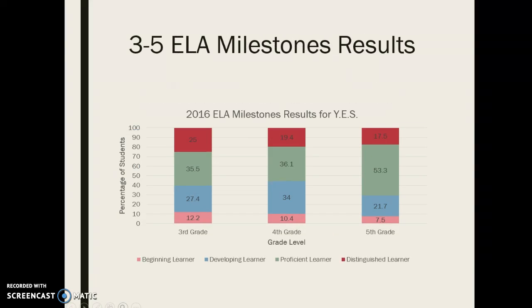Looking at the results for 3rd through 5th grade English language arts milestones, you can see that the majority of the students in all grade levels, in 3rd, 4th, and 5th grades, received either a proficient or distinguished rating. Looking at each of these ratings in order, the majority of the students were rated as proficient learners. The second highest category was developing learners, followed by distinguished learners, and the smallest category of students fell in the heading of beginning learners.